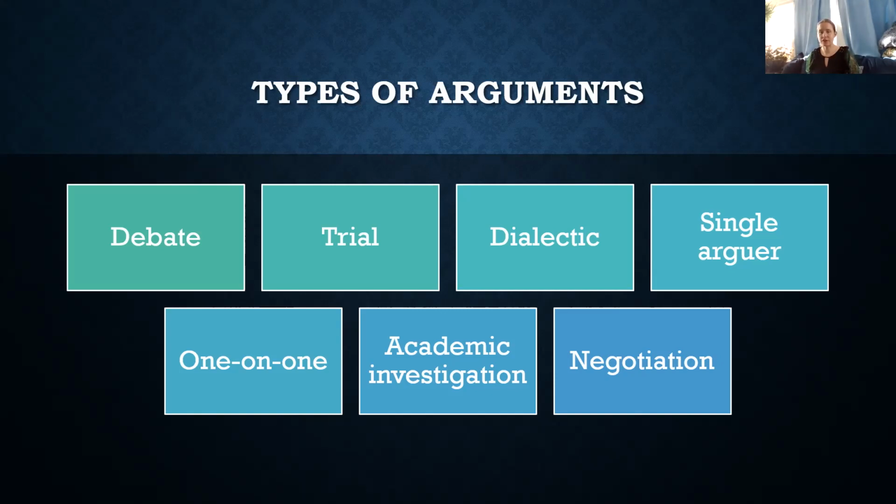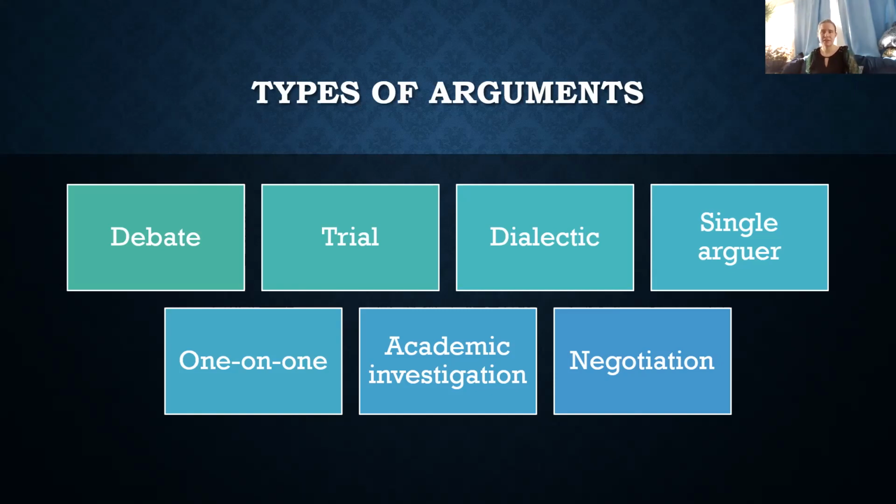The single arguer style is where there's one arguer attempting to convince an audience that their claim is correct. Within this style, the claim is presented and opposing views are confronted. As there is only one arguer, the outcome usually remains uncertain.